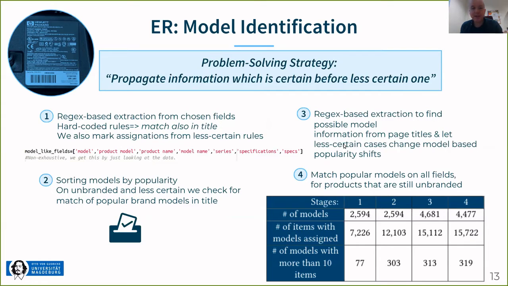Next, we sorted the models by popularity, and then we went through the unbranded and less certain data, and we checked whether the popular models for the brand would appear in the title. And we did regex-based extraction to find additional models from the page titles. And again, based on voting, we let the less certain items change in case there was a popularity shift. Finally, we matched popular models on all fields. We could identify 600 items further by this approach.